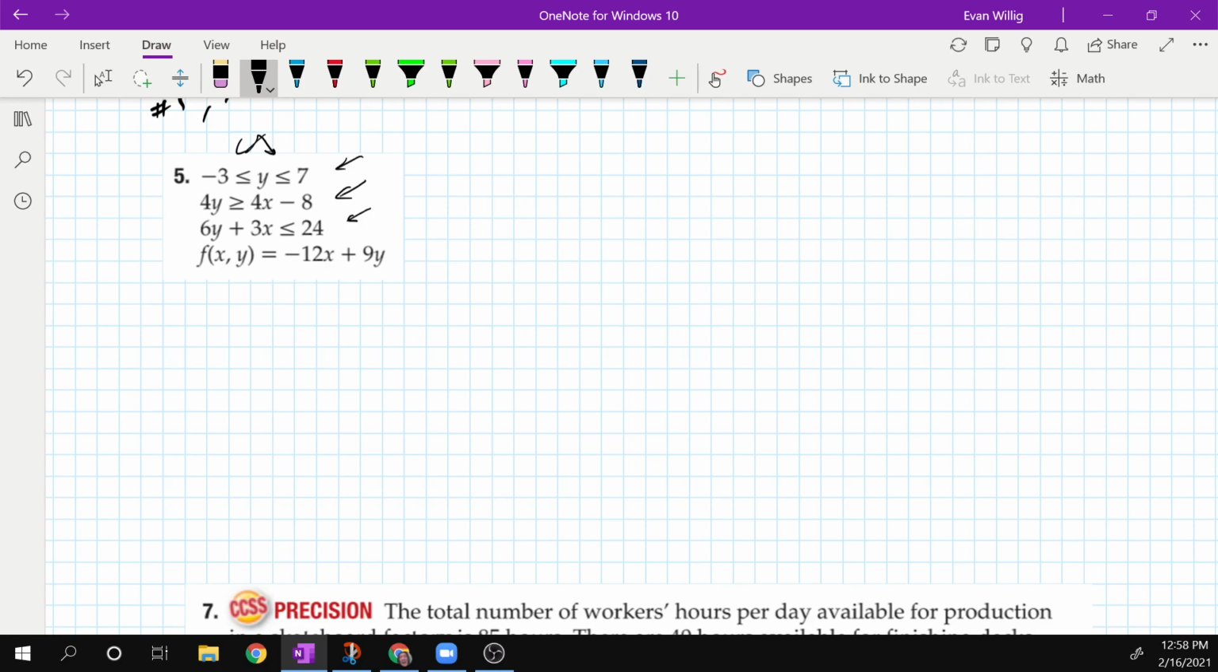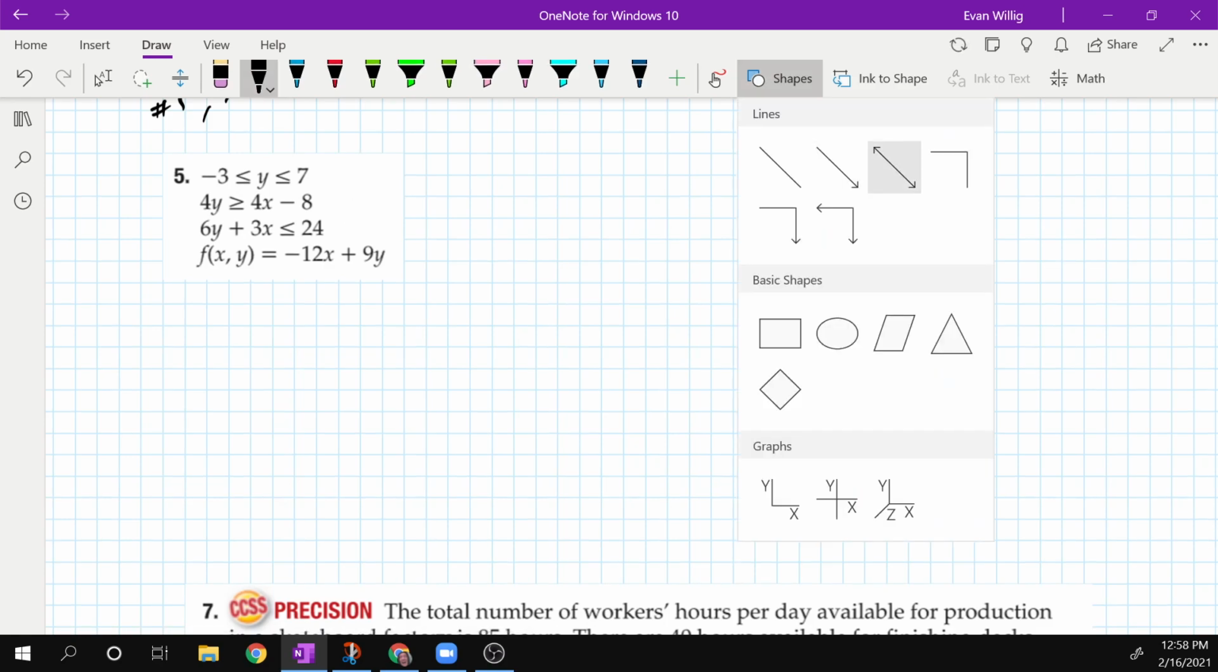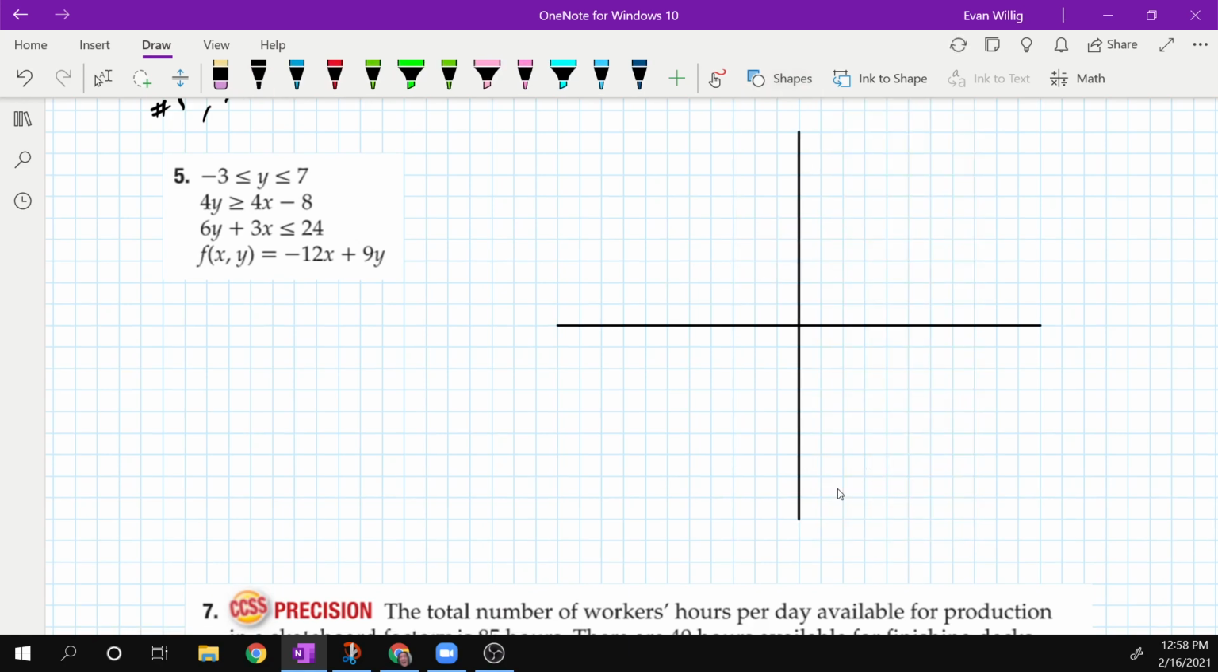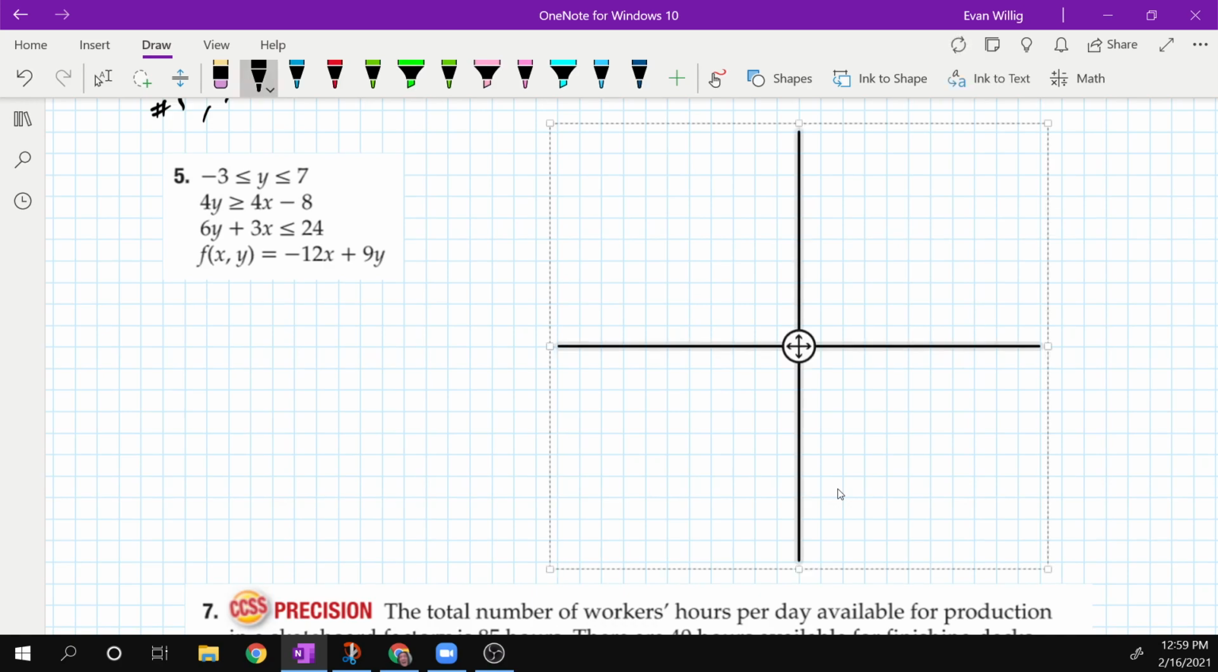Once we find the vertices of the solution region, we will plug them into the function f and check to see what the minimum and maximum are. I'm going to start off with graphing these inequalities. And like I said a second ago, I think I'll be able to get away with this size here.